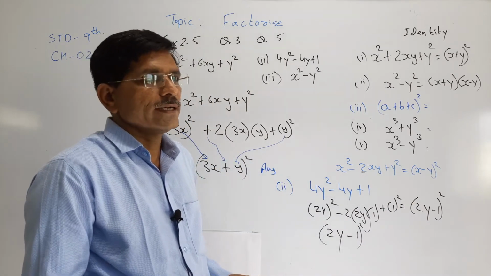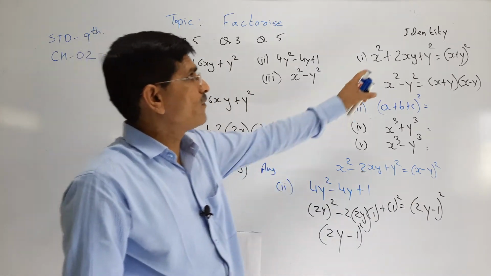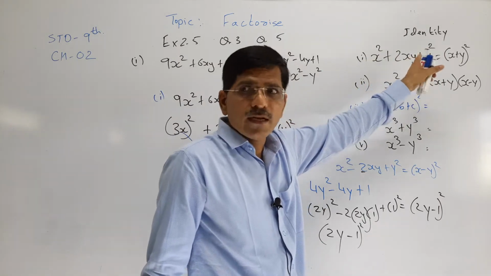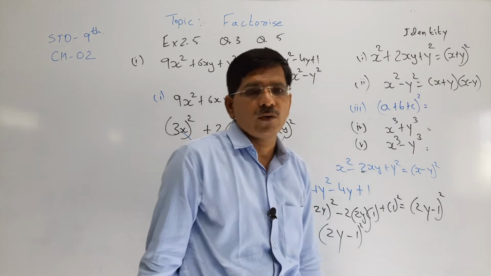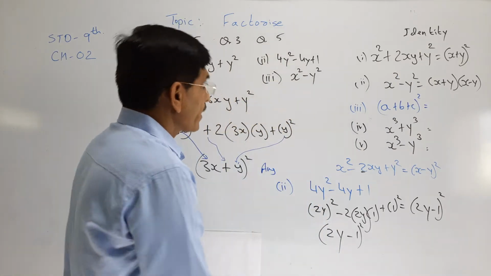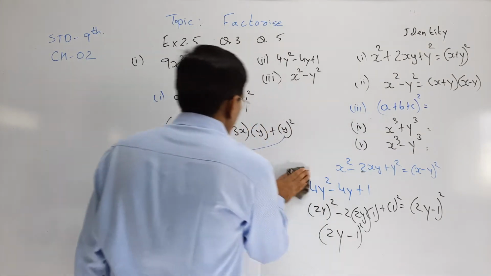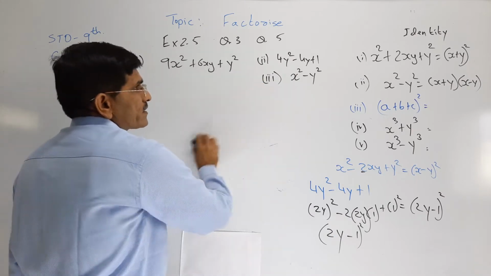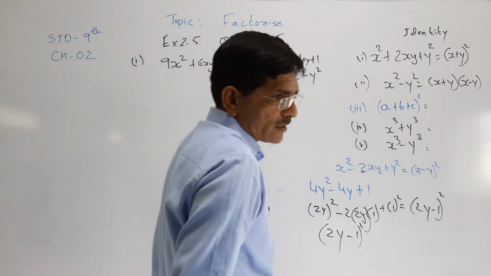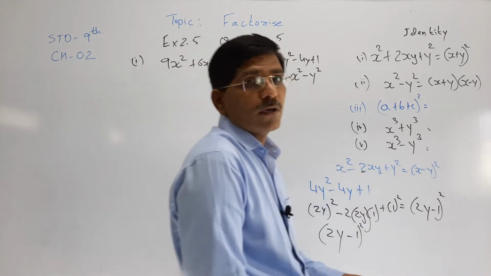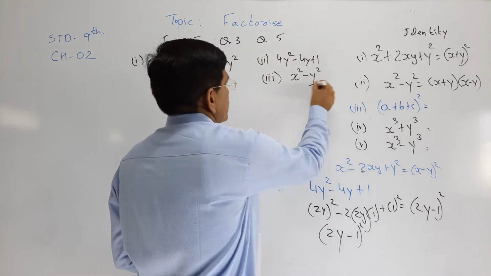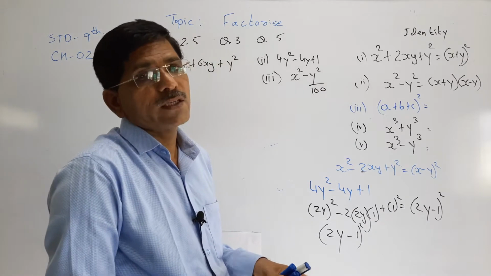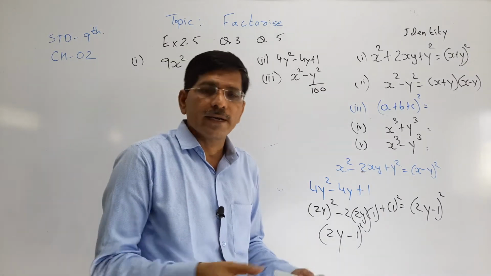So by using the identity we can solve this, and it is called factorization. x square plus 2xy plus y square, then our answer is x plus y whole squared. Now we go for the third sum. The question is x square minus y square upon 100.